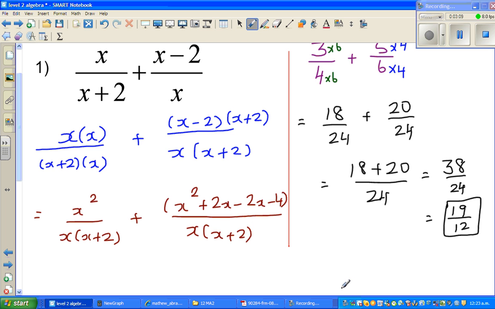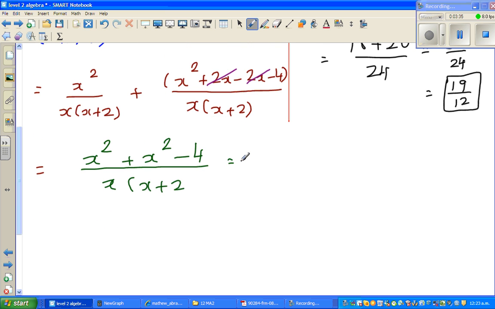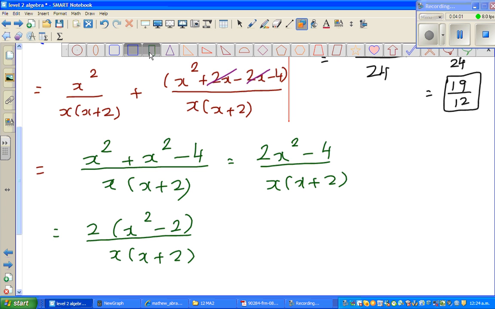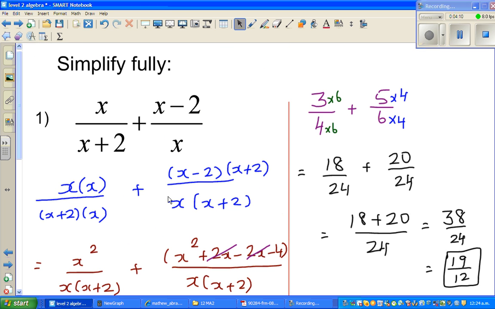Ultimately, the denominators are the same, so you can add. Plus 2x and minus 2x get cancelled. So what remains is x squared plus x squared minus 4 over x times x plus 2. Now this becomes 2x squared minus 4 over x times x plus 2. And what can you factor out? I can factor out a 2 there. So you get 2 times x squared minus 2 over x times x plus 2. And this is your answer. You can't do anything further, and this is simplified to this form.